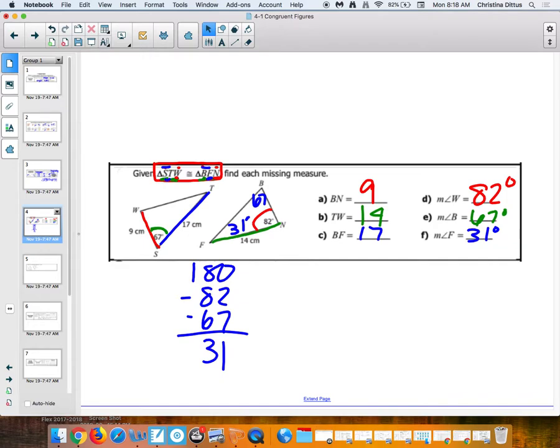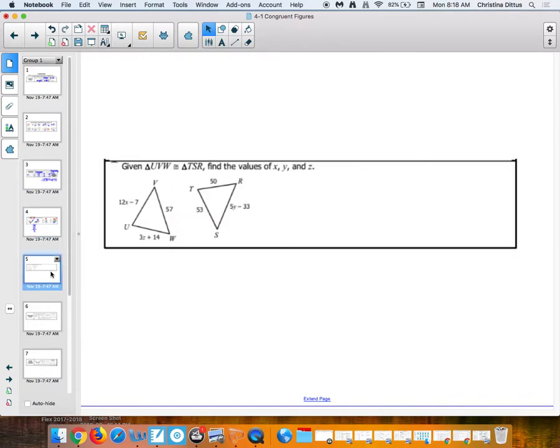Okay. Questions there? No? Okay. Now we've got X, Y, Z's. Let's find X first. X is on the side VU. If I go up to my congruency statement, what should VU match?